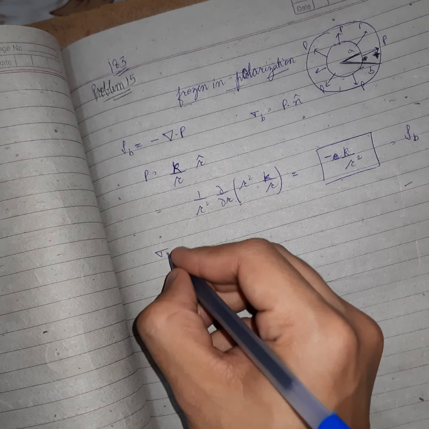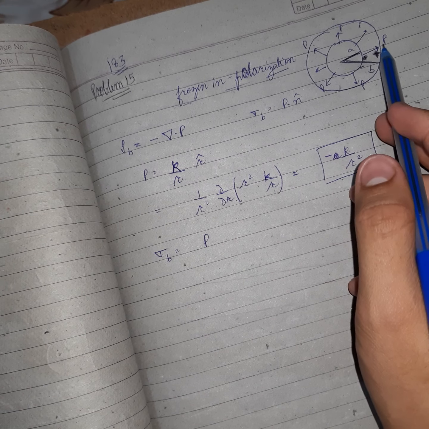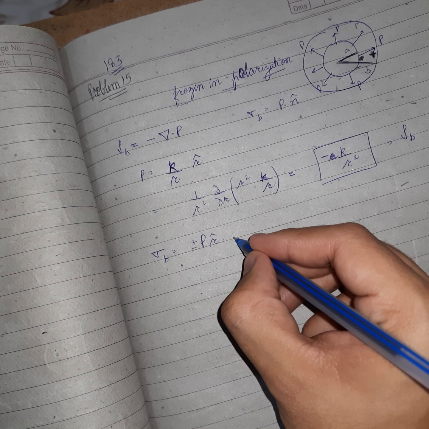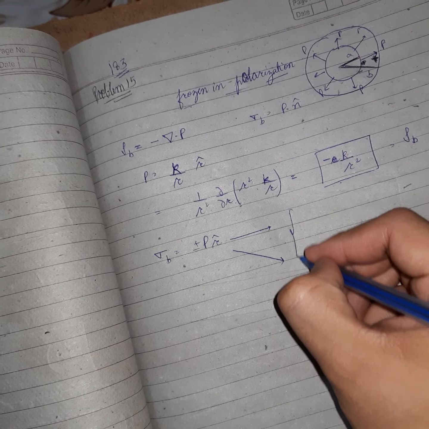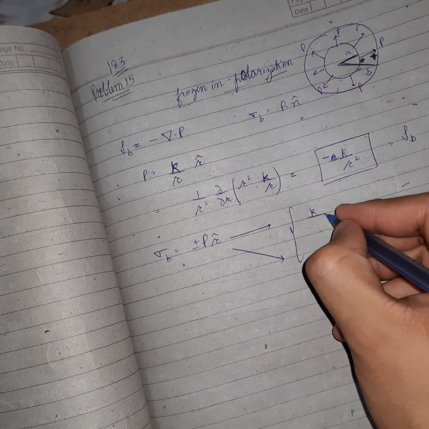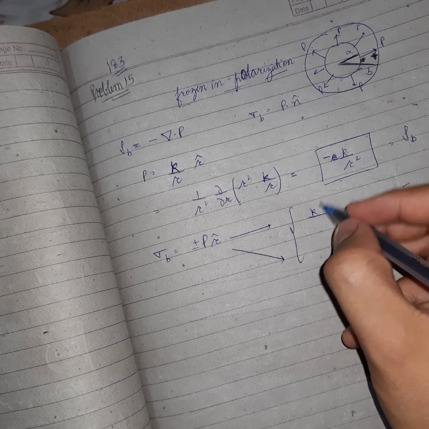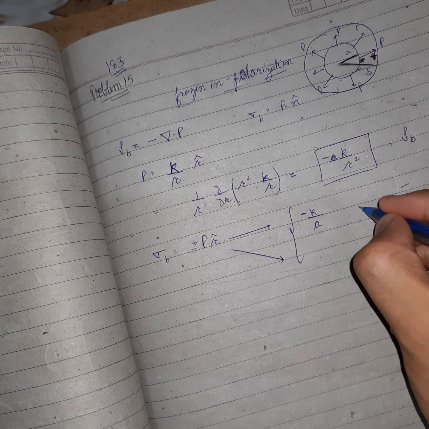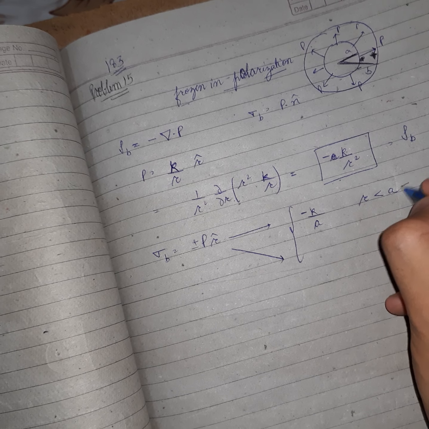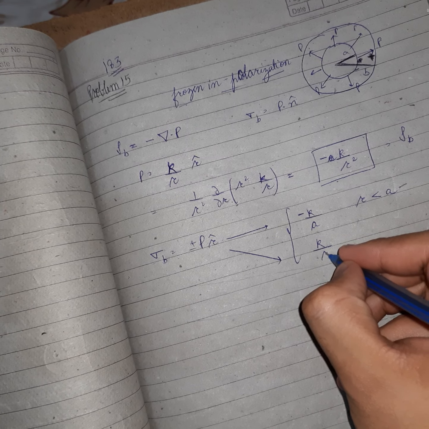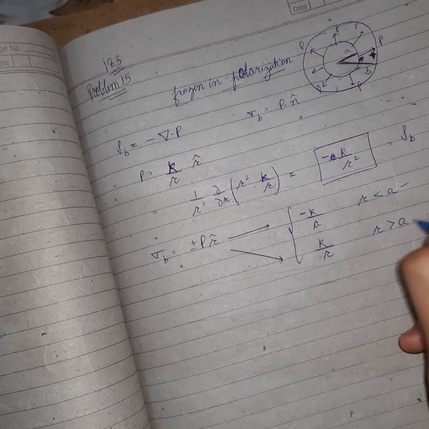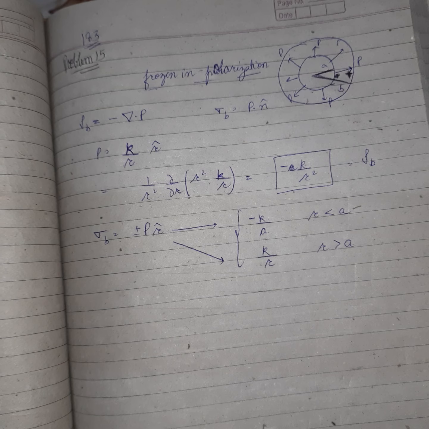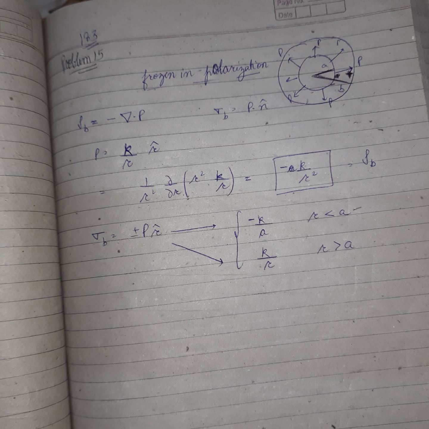Now sigma b, P dot n cap, for the outer and inner areas. Let me write it in two parts: for the inner surface, it will be k upon a with a negative sign, and for the outer surface, k upon r. I hope you got how we write it.